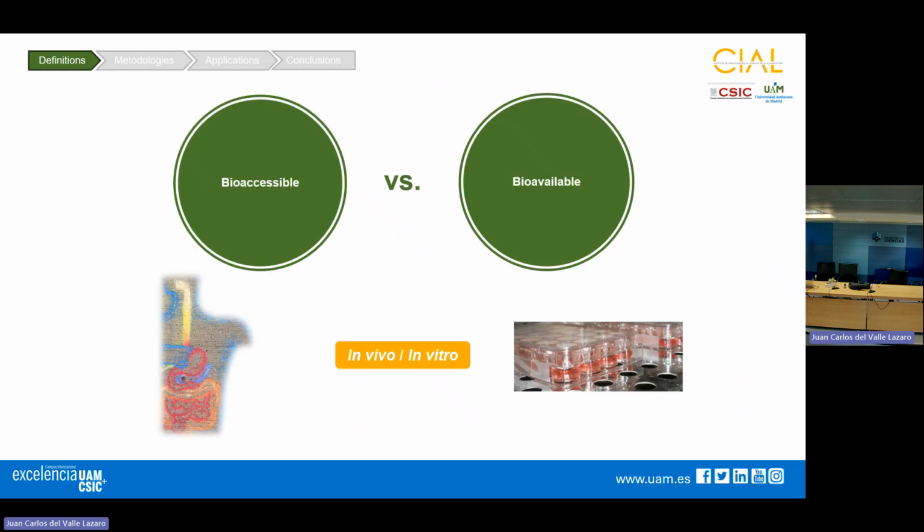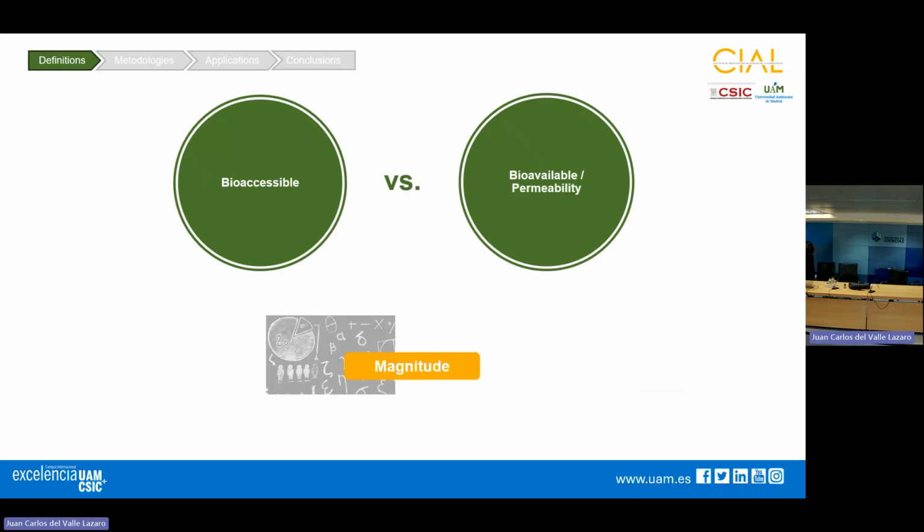When we compare bioaccessibility and bioavailability, we have within the scientific community the discussion of using bio when we talk about availability. Because when we talk with medics, they will say, well, that's in vivo data, right? You need humans to do it. So it's now accepted to use the terms permeability and transport instead when we talk about in vitro work.